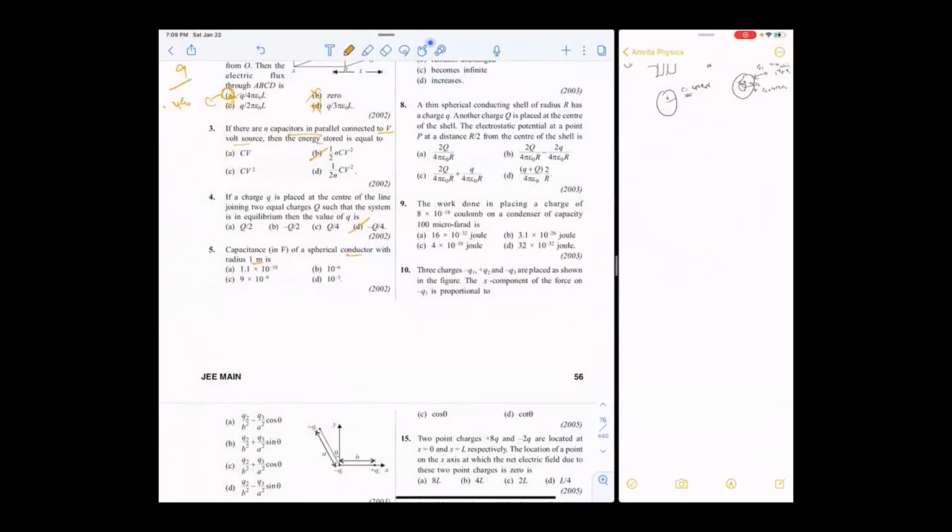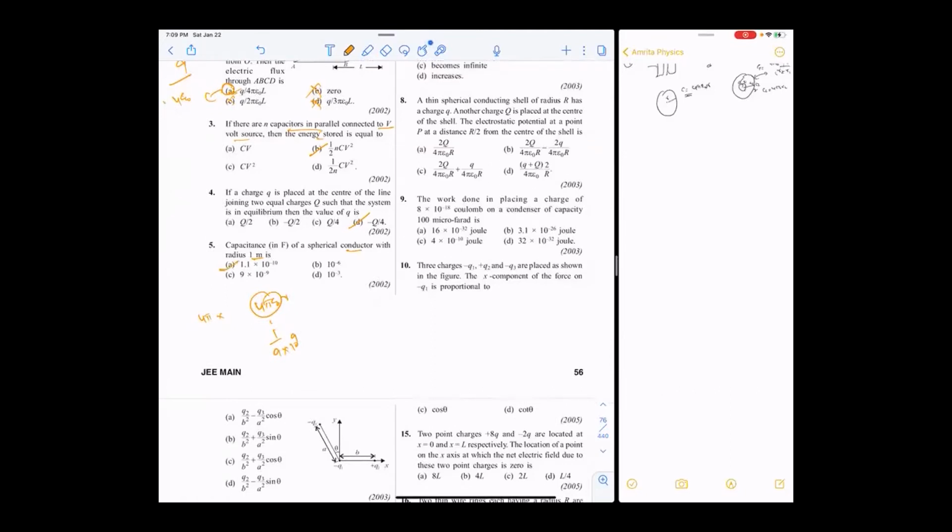Remember this. Already prepared for plus 2. So again, you have to remember this. So he said radius is 1. So 4 pi into epsilon naught, we can write 4 pi epsilon naught R. 1 by 4 pi epsilon naught is 9 into 10 power 9. So this will be 1 by 9 into 10 power 9. Radius is 1. So 1 by 9 into 10 power minus 9. 10 power 9 goes to the denominator, so 10 power minus 9. 1 by 9 is 0.11. So what I'll do, I'll write 1.1 into 10 power minus 10. That's the 5th one.